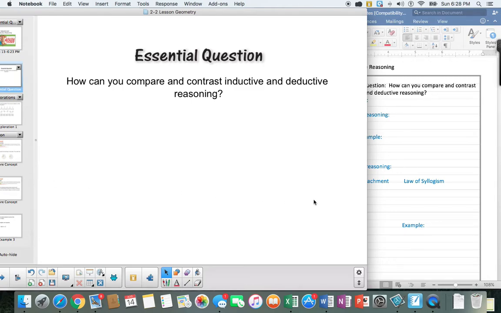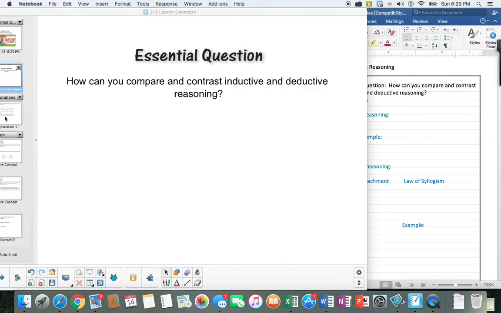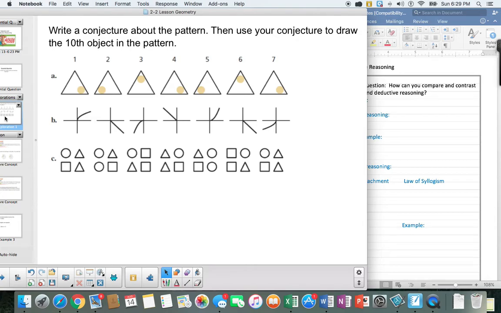So we're going to be looking at two types of reasoning. Take a minute to set up your notebook with the title, the essential question, and the different vocabulary words. Notice that I left some room for an example. So once you understand law of detachment and law of syllogism, then you're going to want to write an example in there. Let's first talk about a conjecture.